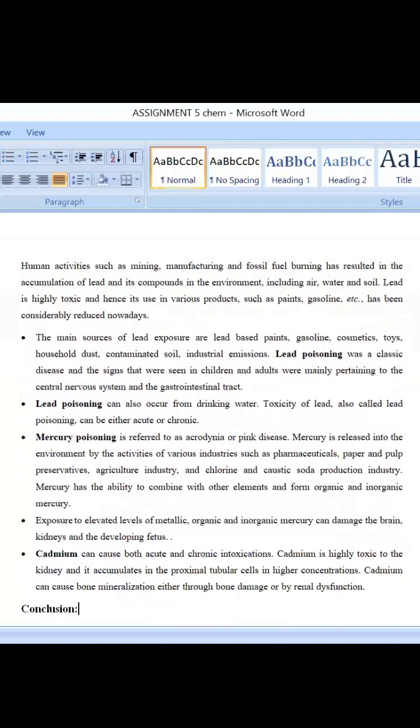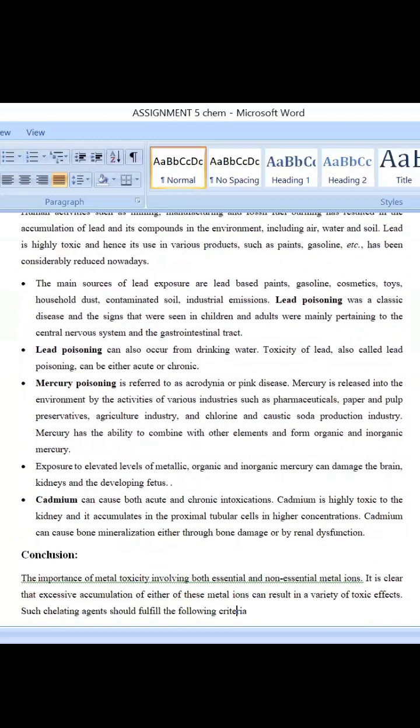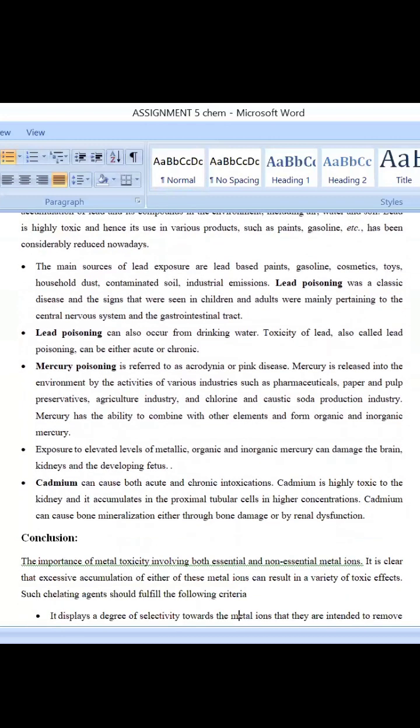Cadmium. Cadmium can cause both acute and chronic intoxications. Cadmium is highly toxic to the kidney and it accumulates in the proximal tubular cells in high concentration. Cadmium can cause bone demineralization either through bone damage or by renal dysfunction.